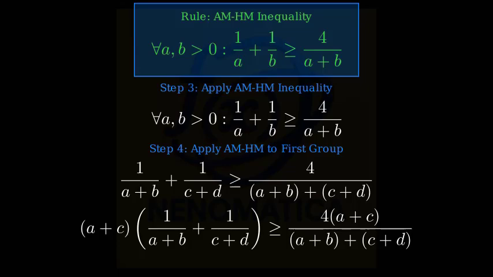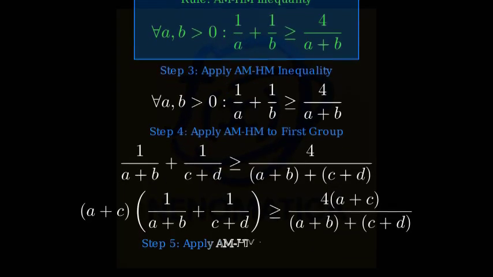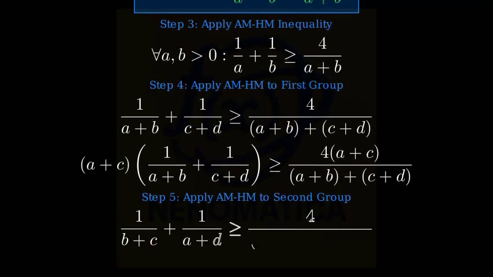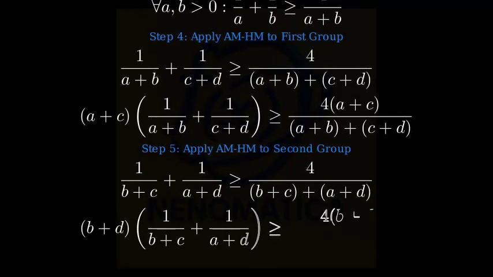Step 5. Similarly, let's apply the inequality to the second group of terms. We get that 1 over b plus c plus 1 over d plus a is greater than or equal to 4 over the sum of b plus c plus d plus a.